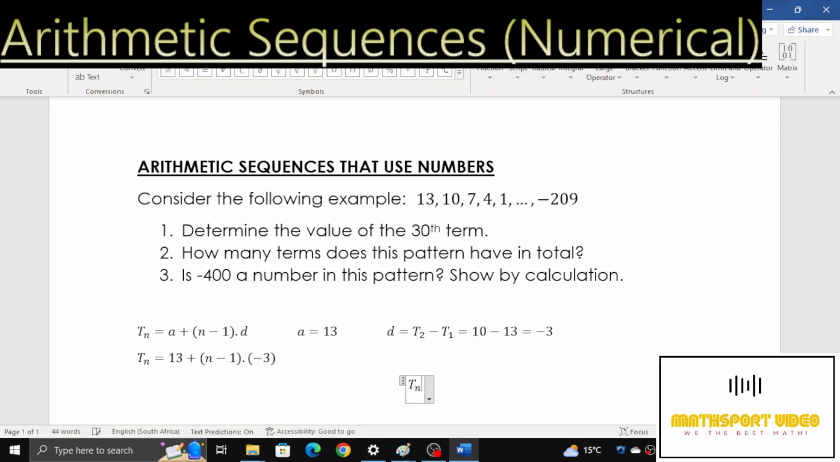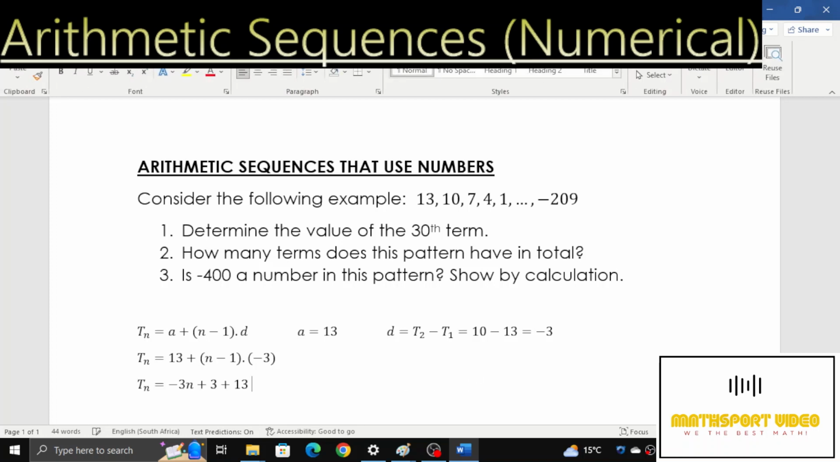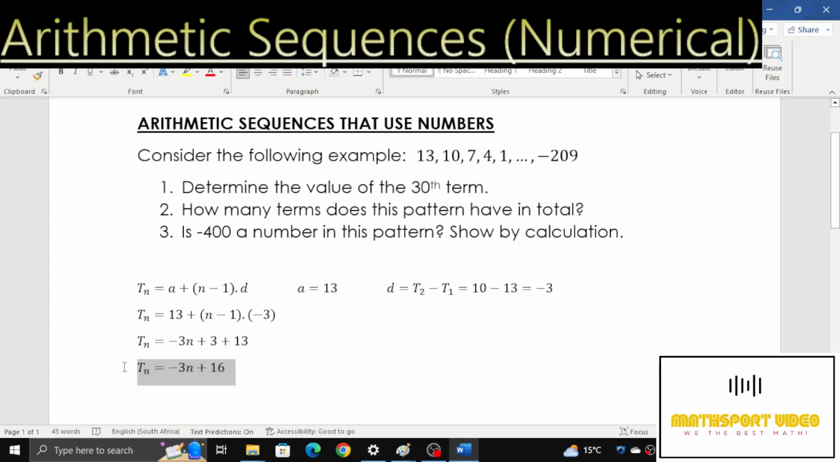So you're going to say Tn equals, and then first work out negative 3 times n. So that's going to be negative 3n. And then work out negative 3 times negative 1. That's going to be positive 3, very important. And then you add on the 13 at the end. Okay, so simplifying this by collecting the constants, we get Tn equals negative 3n plus 16. So now this is the general term of the sequence.